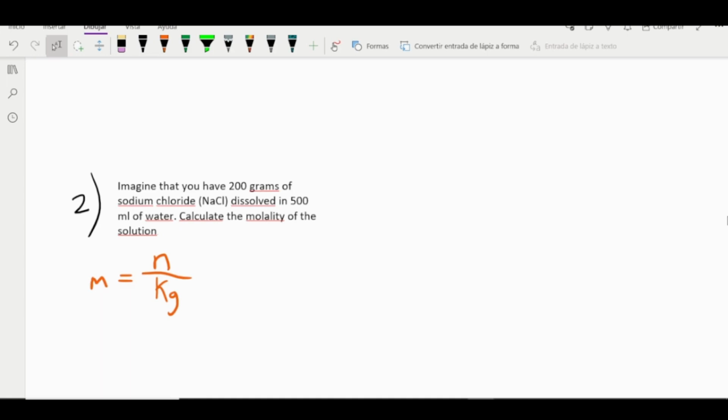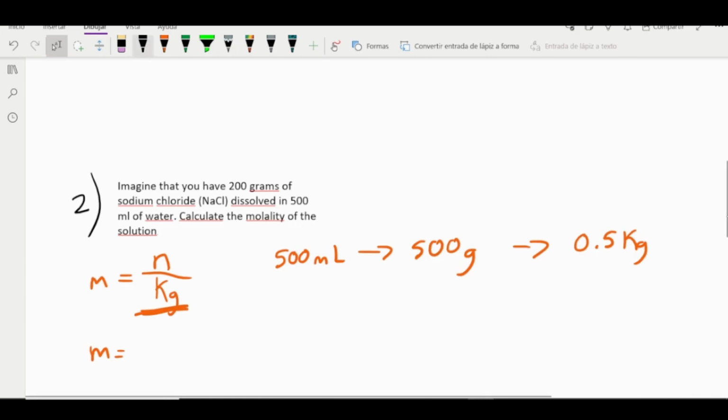So here, for example, we have 500 milliliters of water. We know that 500 milliliters is equal to 500 grams. But remember, we need to express it in kilograms, so it's going to be 0.5 kilograms. That's the unit that we need to put here. And now, for the molality, we need to check one situation.